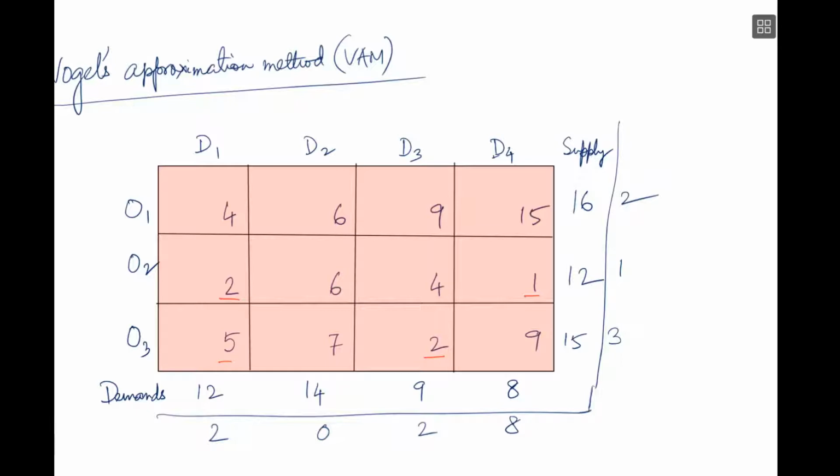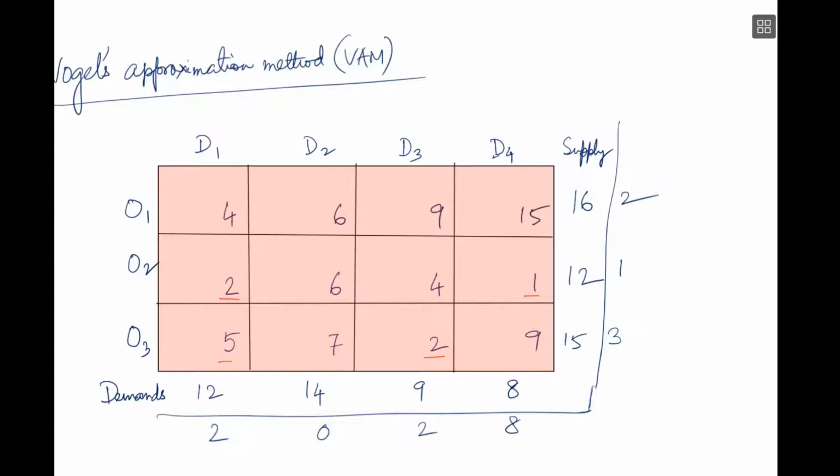And now we will choose the row or column corresponding to the maximum difference which we have just obtained, and we see that the maximum difference obtained is 8, which corresponds to column 4. So we will make allocation in column 4, and in which cell of column 4 we make our allocation depends on the minimum value in the corresponding column.